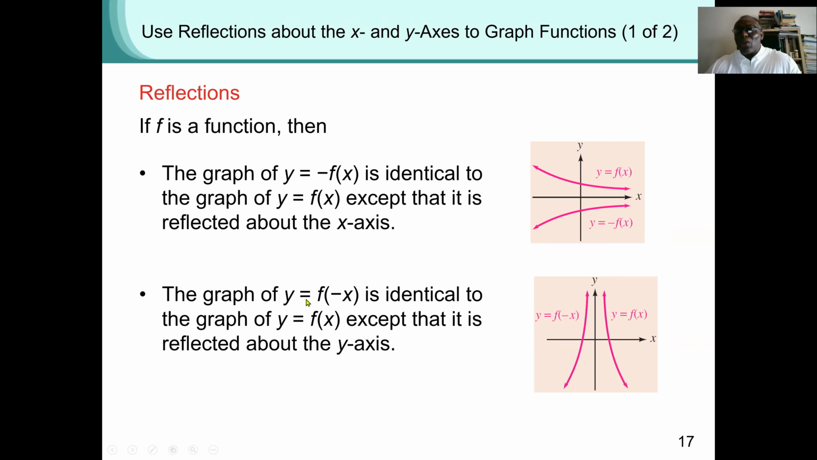Now the graph of y equal to f(negative x), the negative is inside. It's identical to the graph of y equal to f(x), except that this time it is reflected about the y-axis. So that's the example here. I have my y equal to f(x). Now y equal to negative f(x) will reflect about the x-axis. If I have y equal to f(x) and I have y equal to f(negative x), it will reflect on the y-axis.